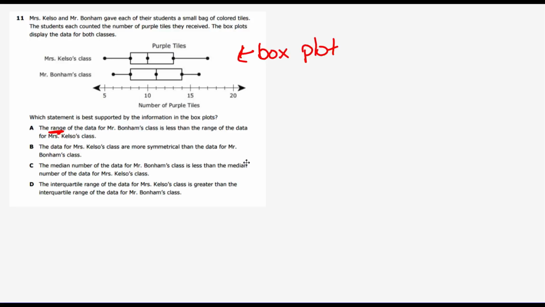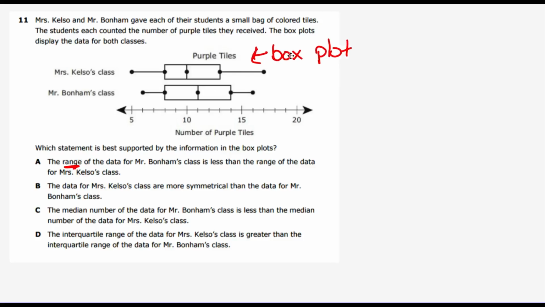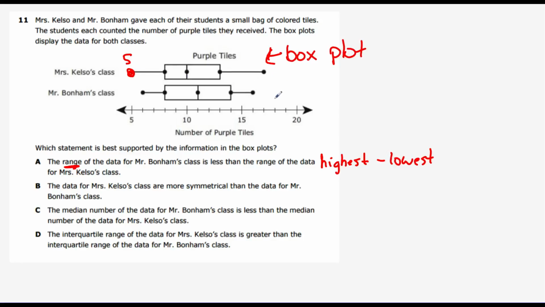And range means, let's see if I can make this a little bigger. I'm messing up everything else. Range, box plot. So range means highest minus the lowest. And if we ignore everything else except that there are points on this line, we can see that the lowest point for Miss Kelso's class is at 5, and the highest point is at, let's see, this is 16, 17. So the difference between the highest and the lowest is 12.